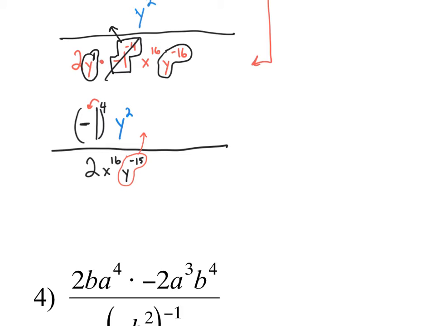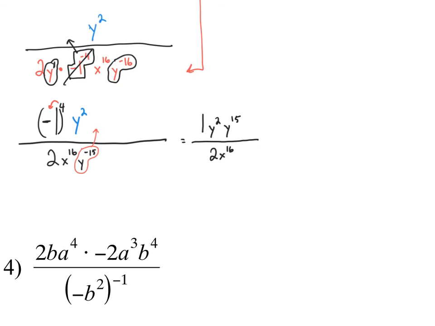-1 times -1 times -1 times -1. That's going to be +1, right? It's just going to change itself into a +1. So we've got +1, y squared, y to the 15th, right? Once you move it up, the negative goes away, 2x to the 16th. All right, let's keep this train rolling. Y to the 17th over 2x to the 16th.